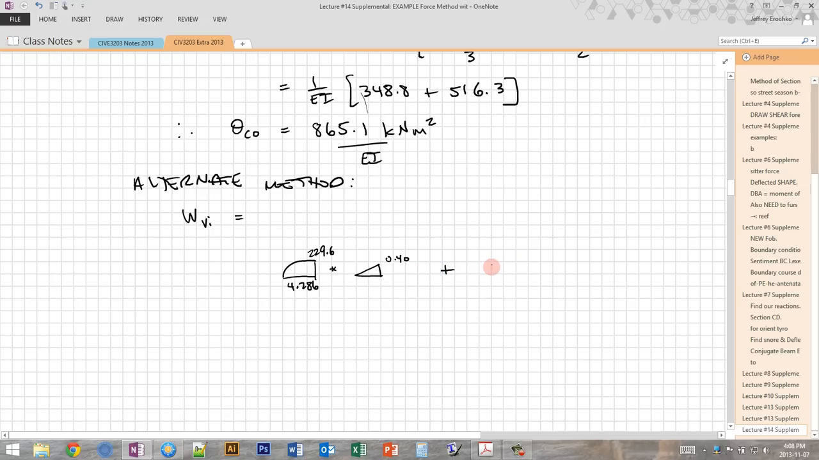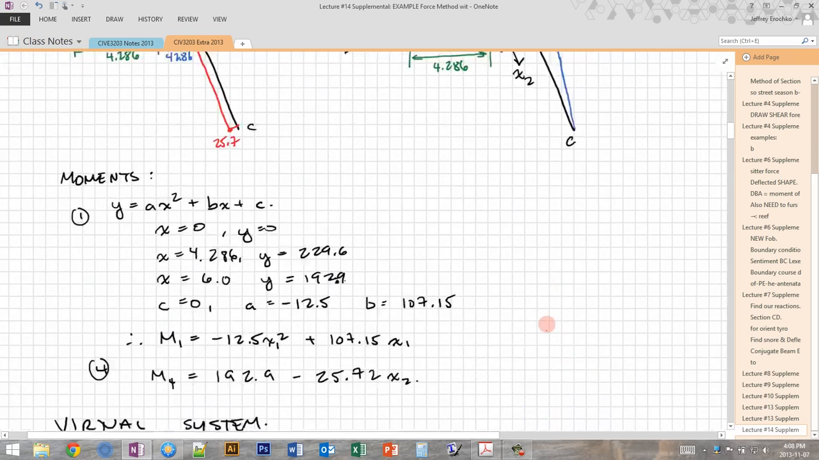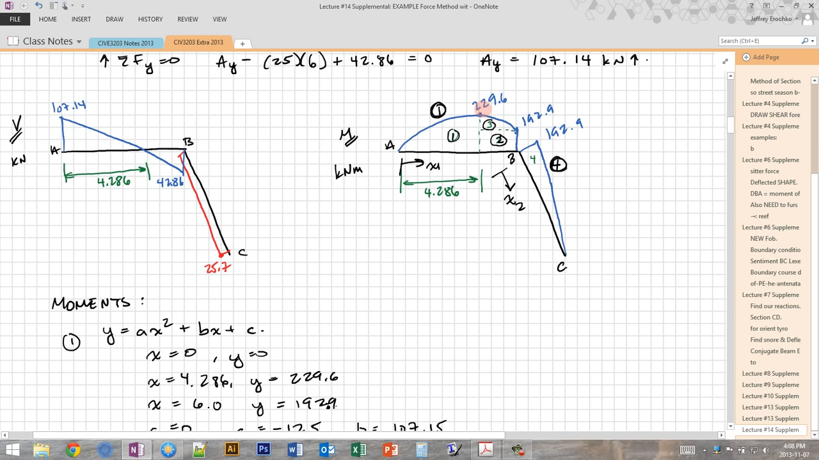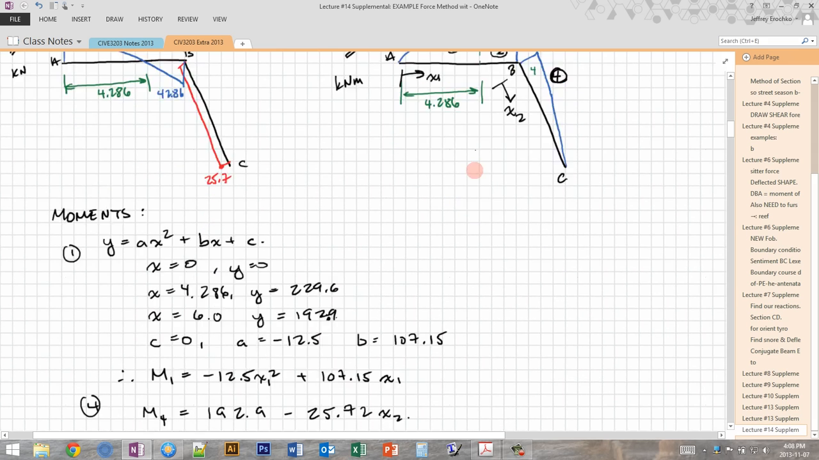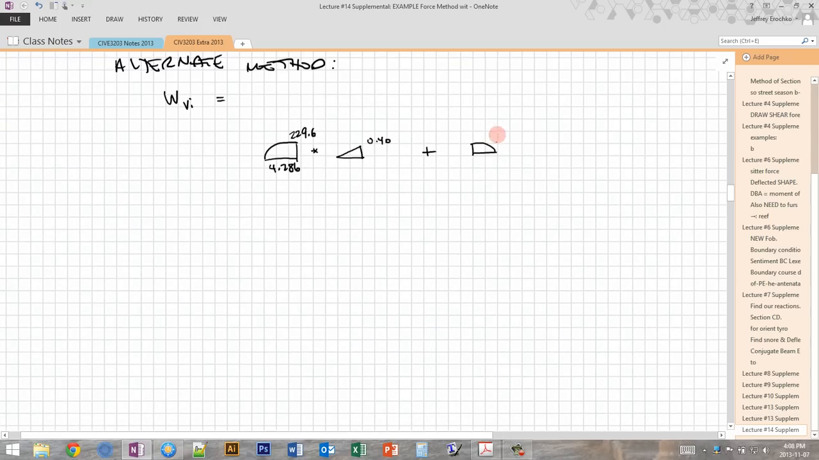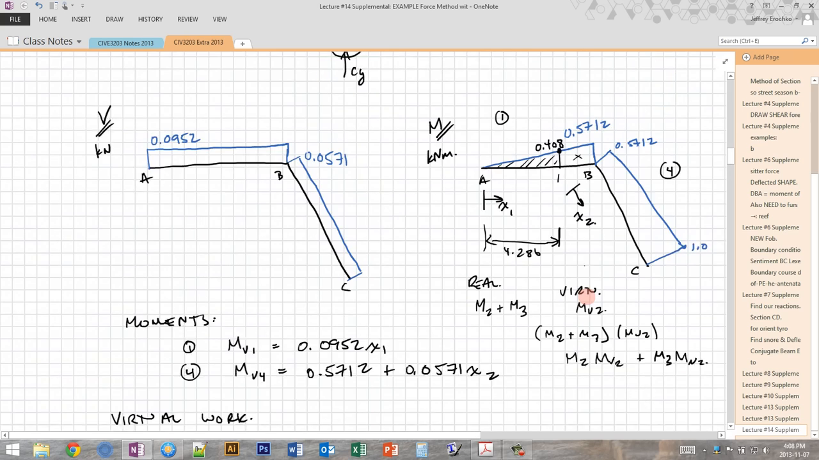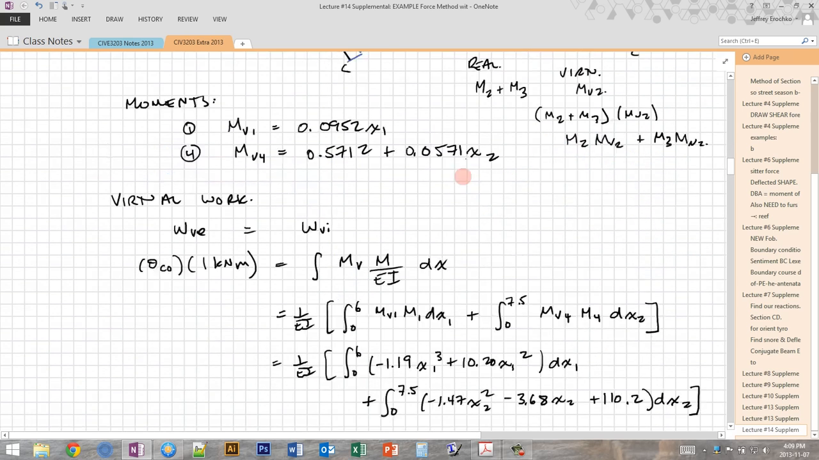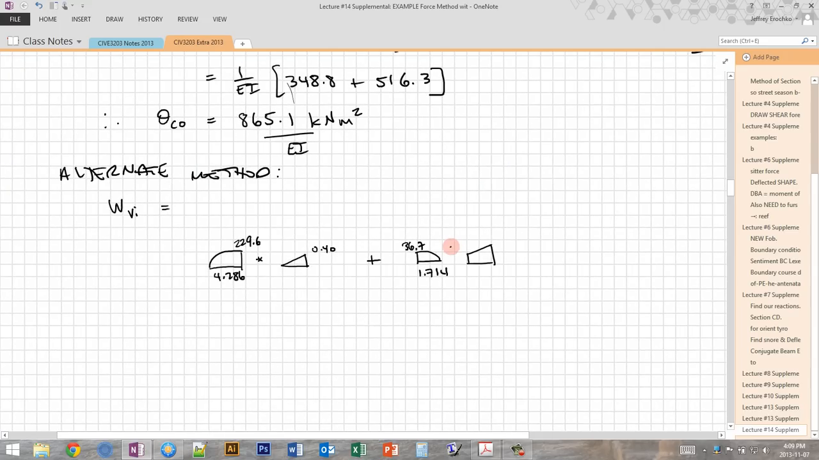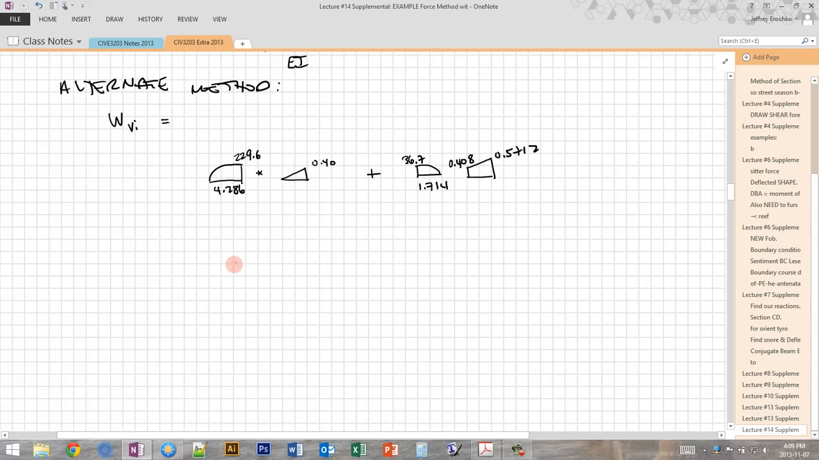Then we have the small parabola. The height of that small parabola is the difference between 229.6 and 192.9, so that equals 36.7, and the width of this is 1.714, and we multiply that by the entire trapezoid for the virtual system, which is 0.408 on the left and 0.5712 on the right. And then plus, we have a rectangle.